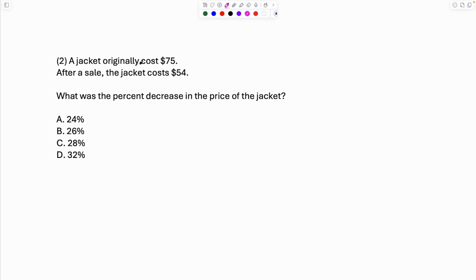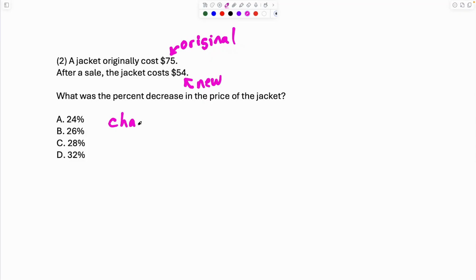Question 2, a jacket originally cost $75. After a sale, the jacket cost $54. What was the percent decrease in the price of the jacket? So for this one, we could start by using the formulas from before. So let's first find the change. So for the change, we need to know what the original amount is. And the original amount is $75 because that's how much the jacket originally cost. And then the new price, which is after the sale, is $54.